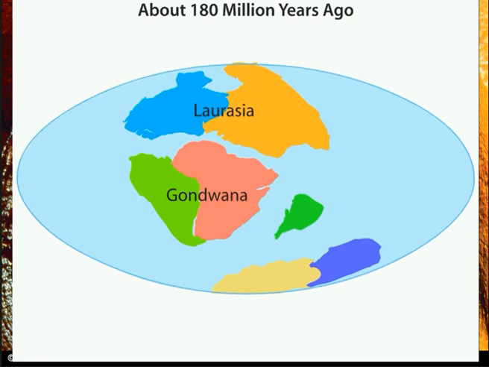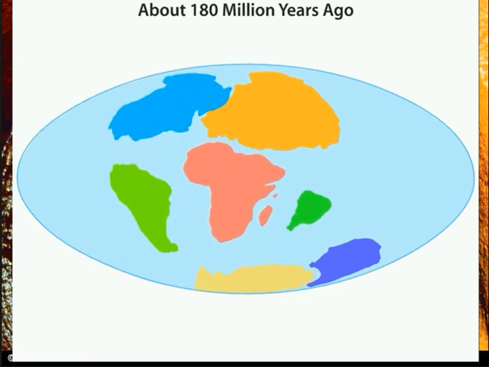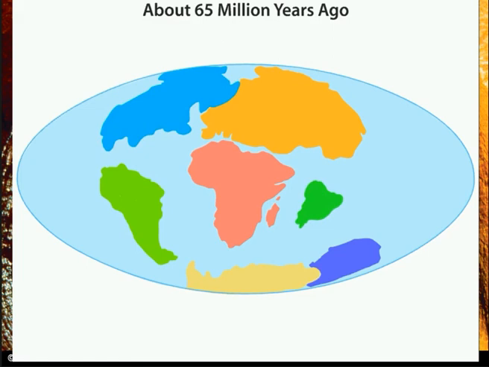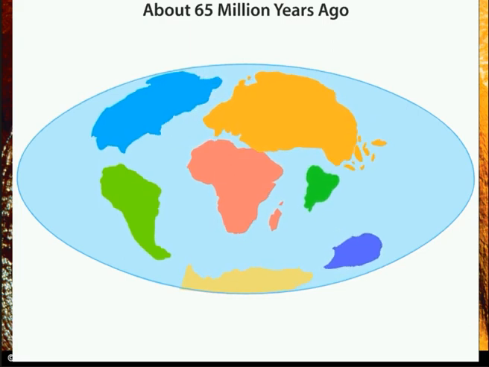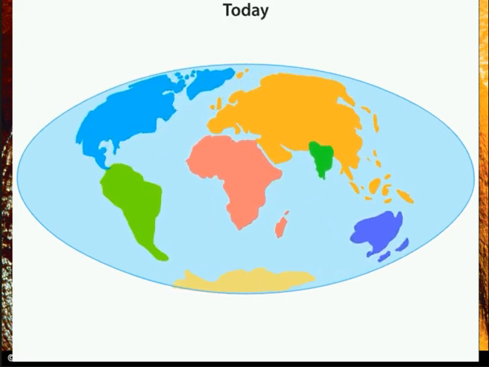By 180 million years ago, the North Atlantic Ocean and the Indian Ocean started to form. By 65 million years ago, Laurasia and Gondwana had broken into smaller pieces, and the South Atlantic Ocean began forming. Today, the continents continue to move at a rate of about 1 to 10 centimeters per year. The Pacific Ocean is getting smaller, while the other oceans are getting larger.